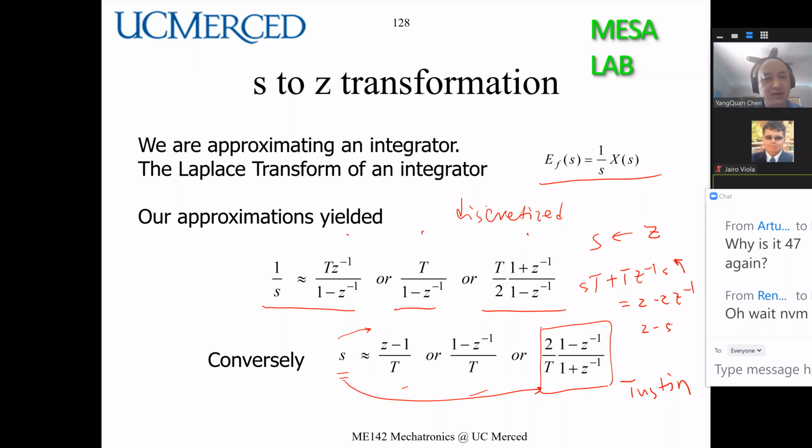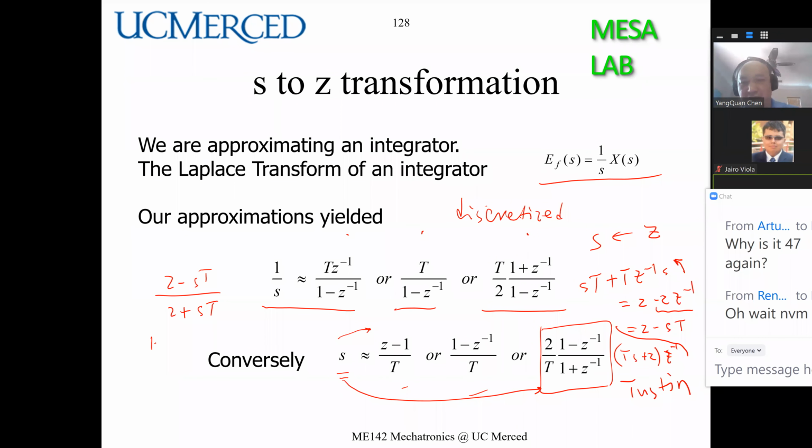2 minus, wait a minute, 2 minus ST. And this side is TS plus 2. Okay, TS plus 2. And you have Z minus 1. So this one is this side. So you move this term this side and keep the 2. 2 minus ST is this side. So 2 minus ST divided by 2 plus ST. Is that right? Okay.